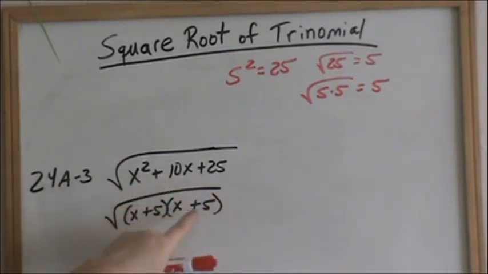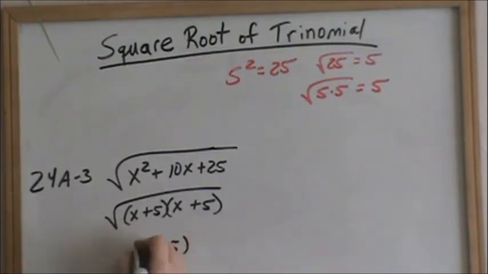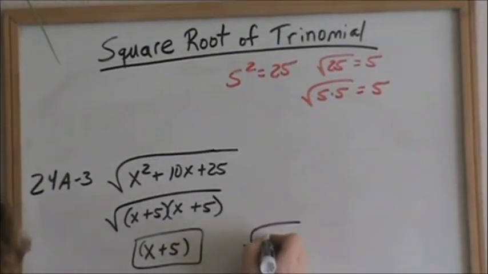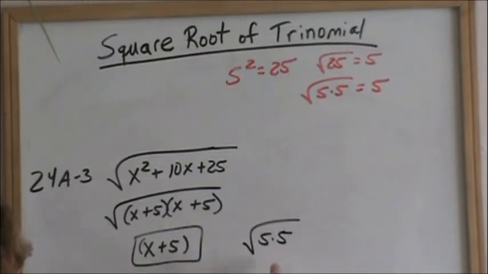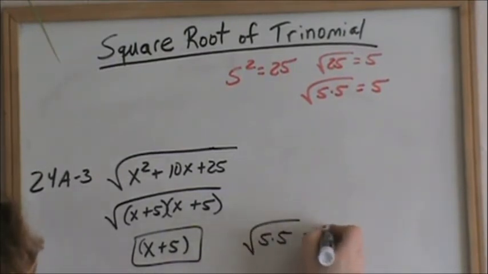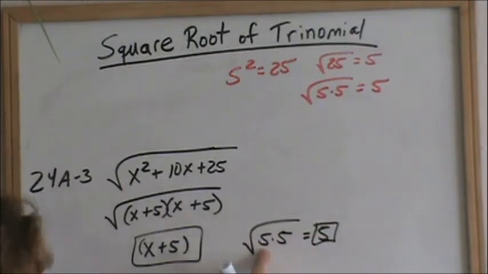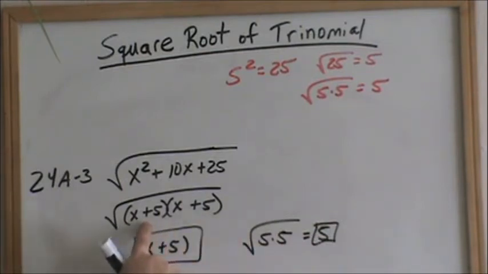So the square root of this whole trinomial is just one of these. So that would just be x plus 5 is your final answer. Remember, just as in the square root of 5 times 5, the square root of 5 squared, what times itself? So it was just 5. It's just one of those. So the same is true here. It's just one of the parentheses.